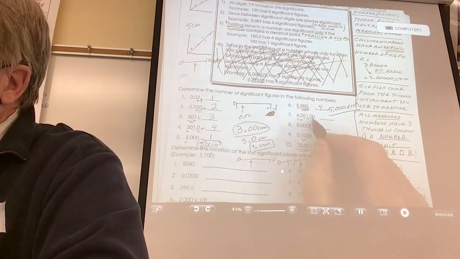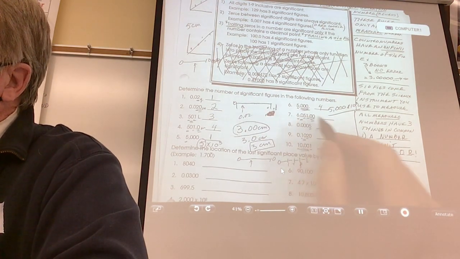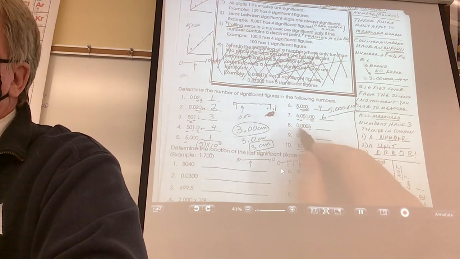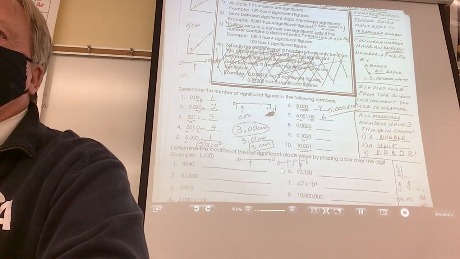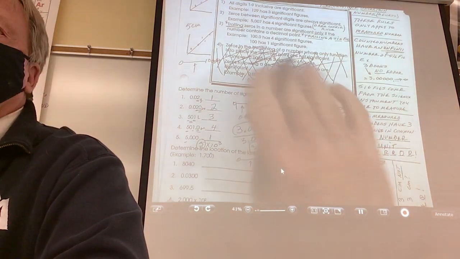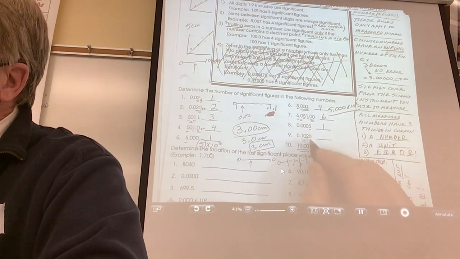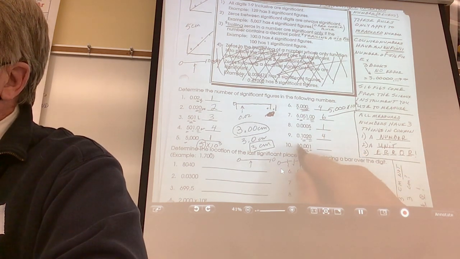All right, these are trailing, and there's a decimal. 1, 2, 3, 4, 5, 6. And in here, these are not trailing. What sig fig do these come after? None. They're not trailing zeros. All right, so there's only one sig fig there. Trailing 0, and there's a decimal. 1, 2, 3, 4. And there are no trailing zeros.